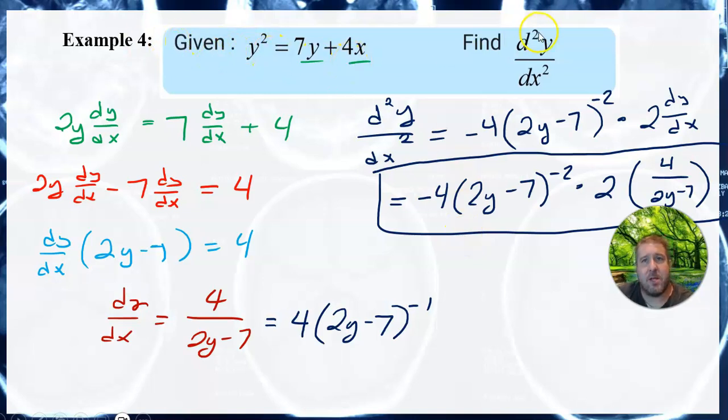Given y squared equal this, find the second derivative. Find the second derivative of y with respect to x the second time. Well, they only gave us the original function, so we have to differentiate it twice. First differentiation, fairly easy. So 7 dy/dx plus 4 is here, right?